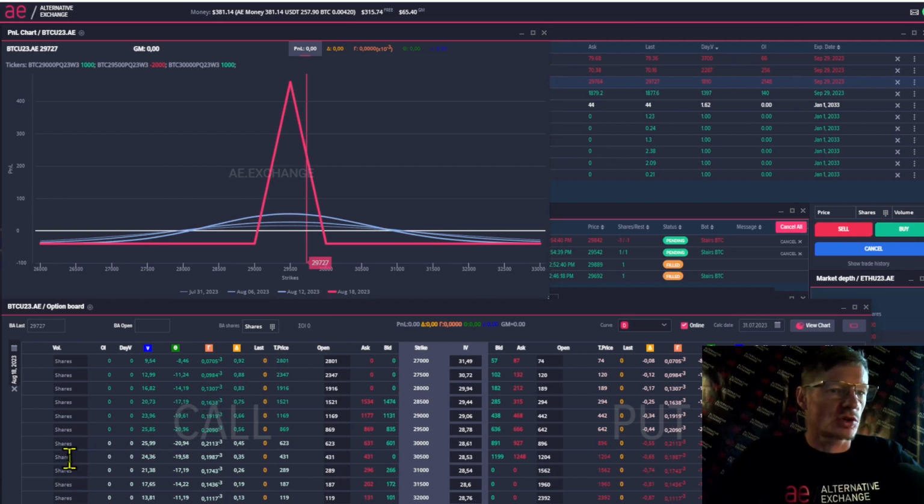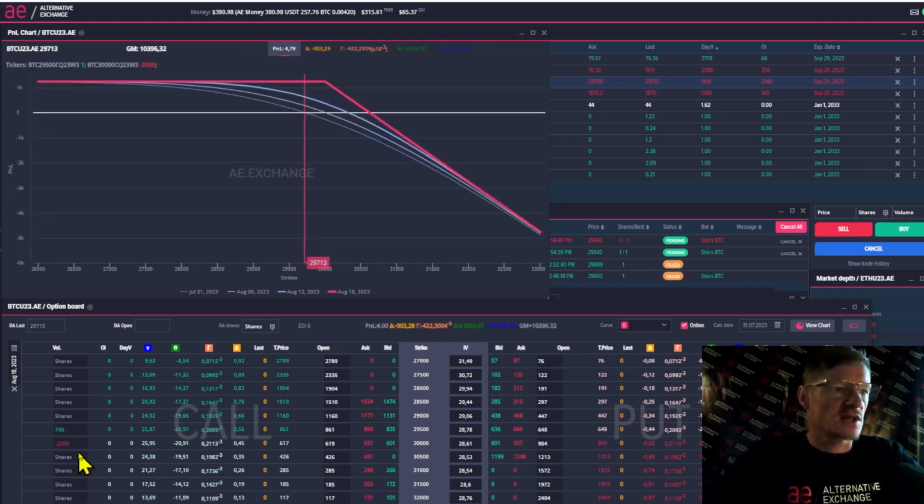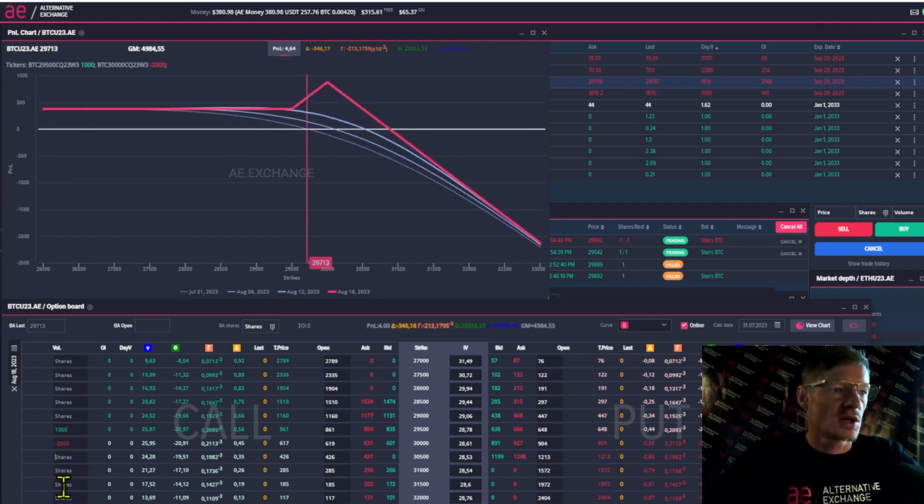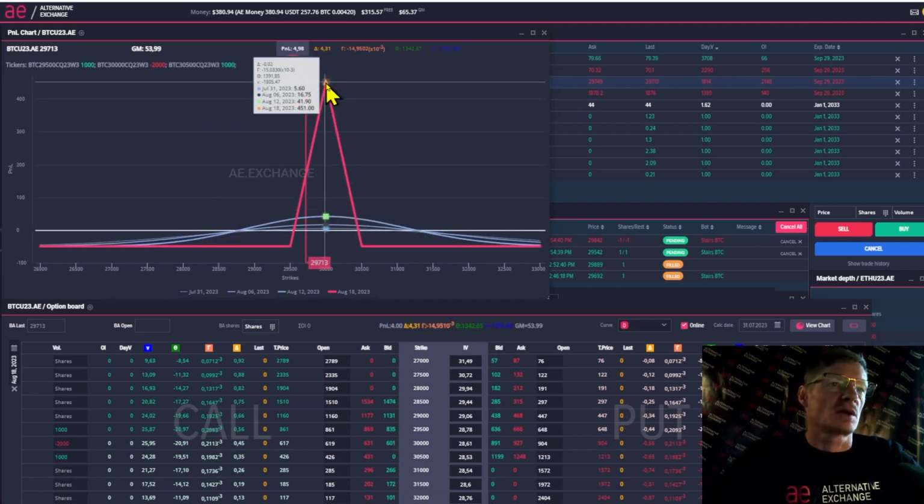We're building a butterfly with call options. Let's say I do it at strike 30,000. I sell 2,000 there. I buy 1,000 options at strike 29,500 and at 30,500. Just understand the rule. You have to sell twice as much in the butterfly body. Look. It's a butterfly on call options.